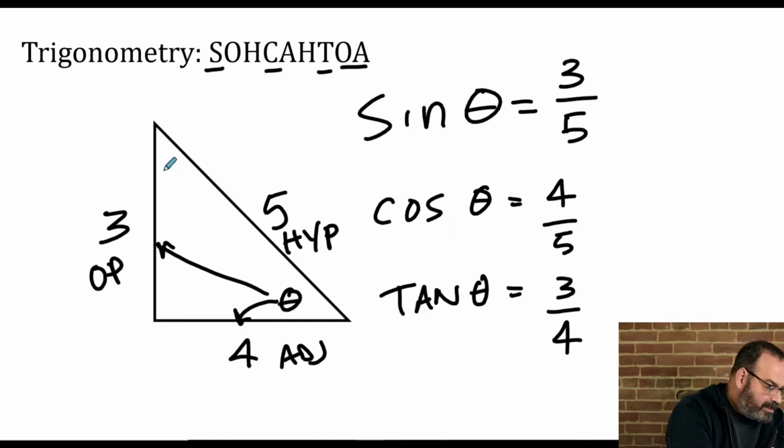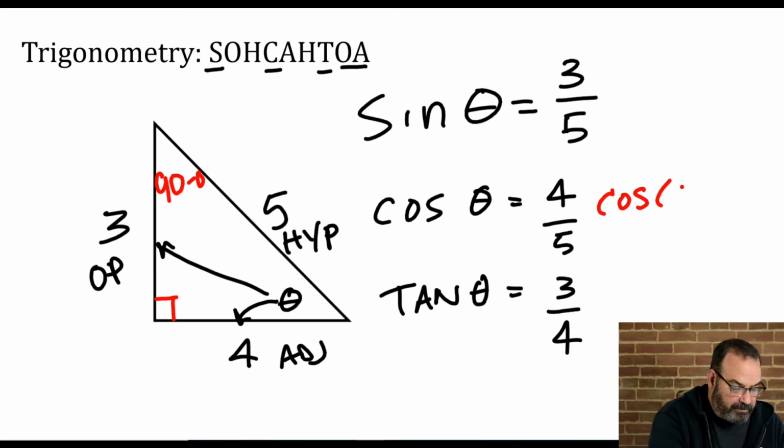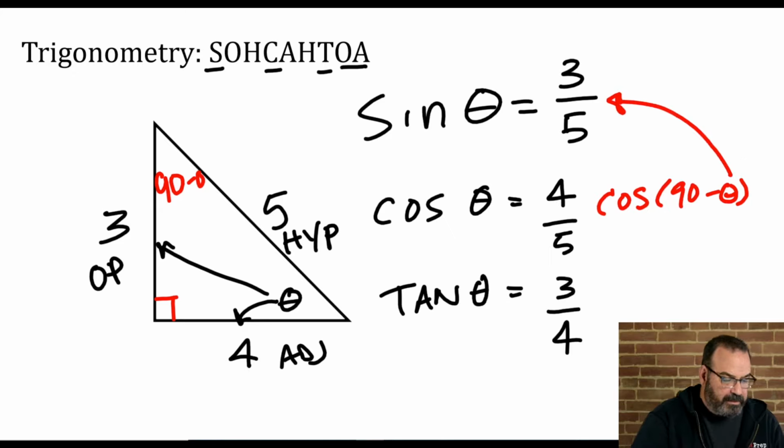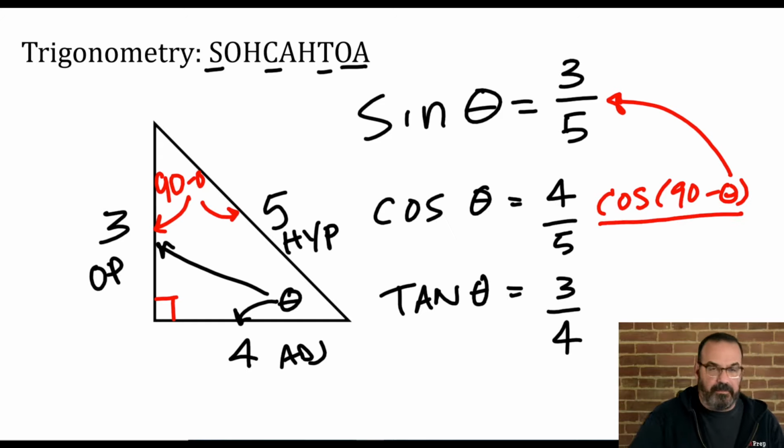Interestingly enough, this angle up here is 90 minus theta because this is a right triangle. So I'm going to sneeze, I'm sorry. The cosine of 90 minus theta is equal to the sine of theta. Cosine of 90 minus theta would be the adjacent 3 over the hypotenuse 5. That's fair game on there.